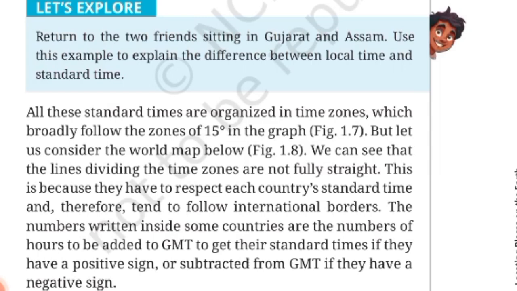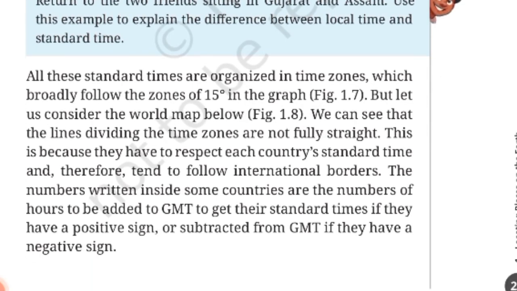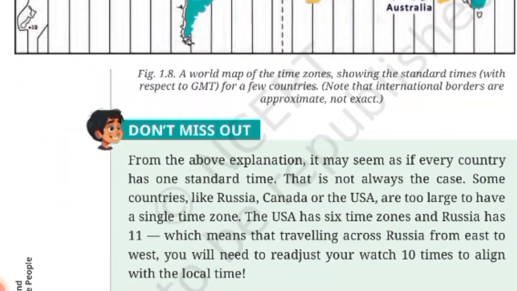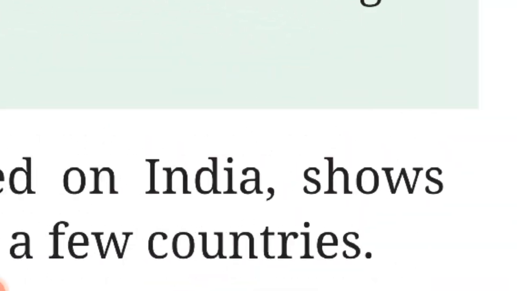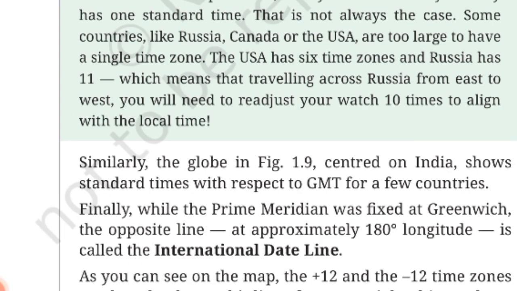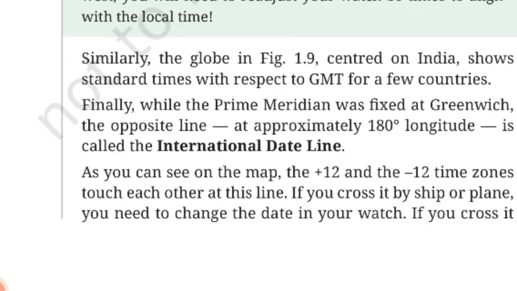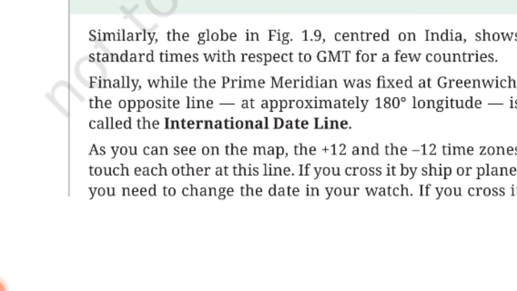The numbers written inside some countries are the numbers of hours to be added to GMT to get their standard times if they have a positive sign, or subtracted from GMT if they have a negative sign. Now, similarly, the globe in figure 1.9 centered on India shows standard times with respect to GMT for a few countries.